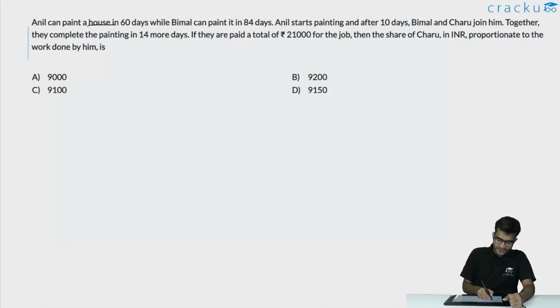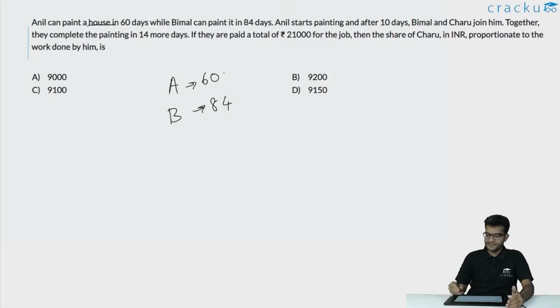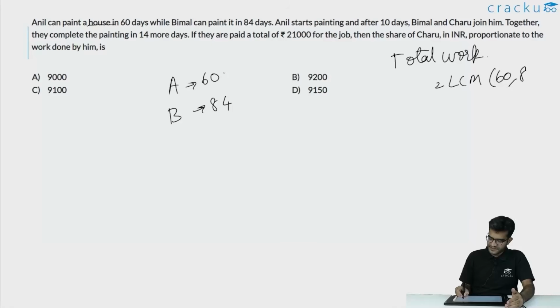In this question, we are told that Anil can paint a house in 60 days and Bimal can paint it in 84 days. So let us assume that the total work that needs to be done in painting is the LCM of 60 and 84, so that calculations become easy. What is the LCM of 60 and 84? It is 420. So let us assume that the total work that needs to be done is 420 units.